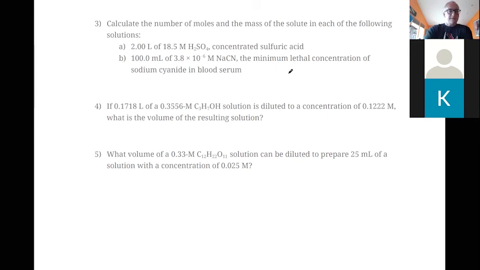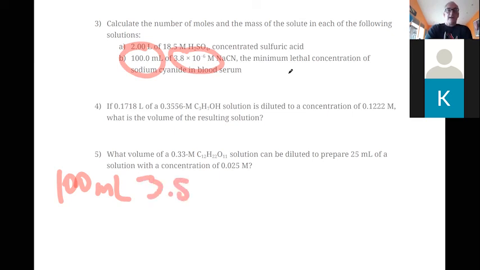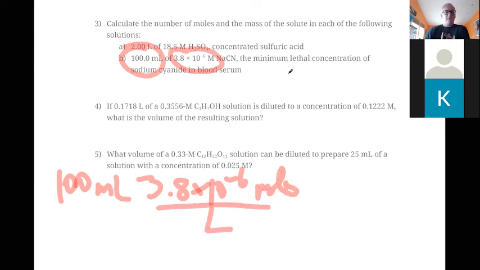Sodium cyanide. Nasty stuff. So again, we want moles. We're given 2 bits of information to help us with that: a concentration and a volume. We have 100 mils and 3.8 times 10 to the minus 6 moles per liter. So what do we do with our volume? I can't cancel mils and liters. Convert it to liters. So 0.100 liters.